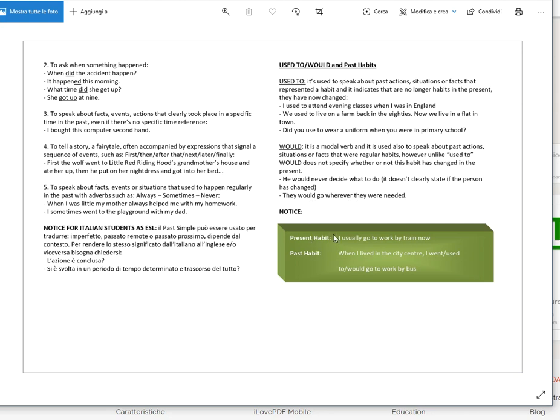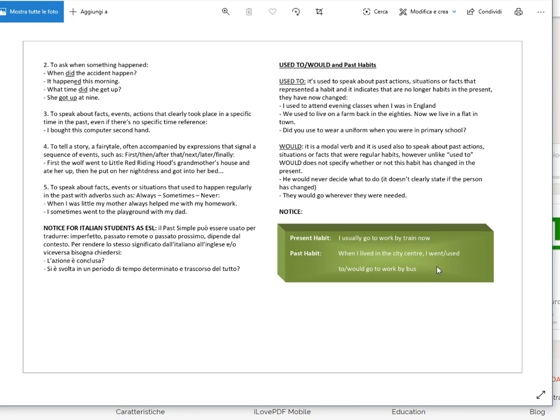Notice, present habit: I usually go to work by train now. Past habit: it can be expressed in 3 different ways. When I lived in the city center, I went to work by bus. I used to go to work by bus, and this used to highlights the fact that it is no longer a present habit. I can finally say the same sentence by using would. So I could say, when I lived in the city center, I would go to work by bus.